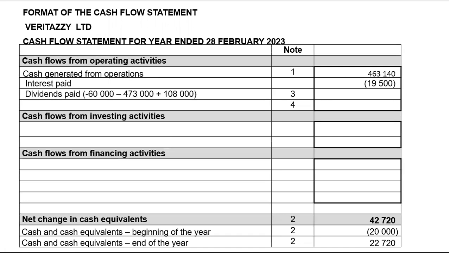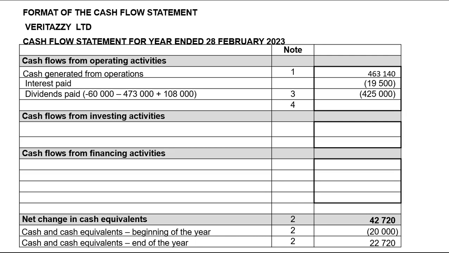Take that amount and put it in the face of your cash flow statement as dividends paid. Note that this note might not be asked in the exam, so you might have to show all the calculations in brackets like I've done here. Last year's final is minus. This year's dividends on ordinary shares is minus. This year's final dividend will be plus, and that will give you dividends paid amounting to 425,000. Or you can calculate it the way I showed you, which is the shortcut.